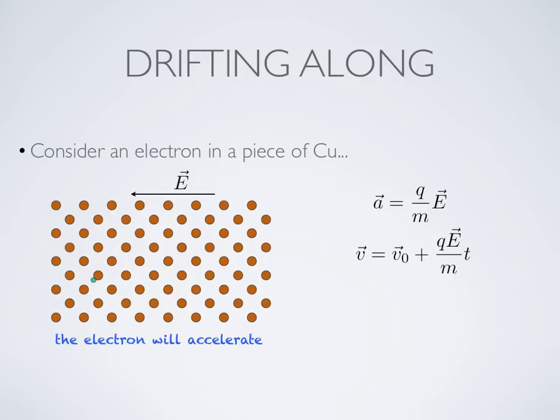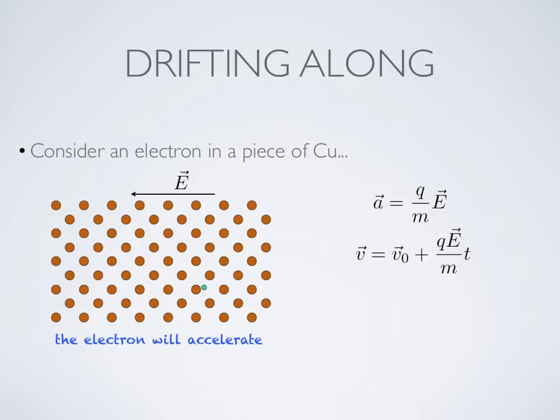Now the problem is the electron is not going to go too far before it actually hits something. It may run into a copper atom, it may run into some other stuff, impurities or dislocations or whatever. In any case, it's going to go a certain distance and then it's going to smack into something and scatter off. And it's going to keep doing this again and again, bouncing off of things as it goes.